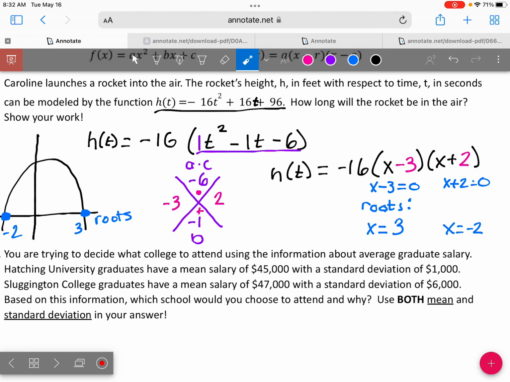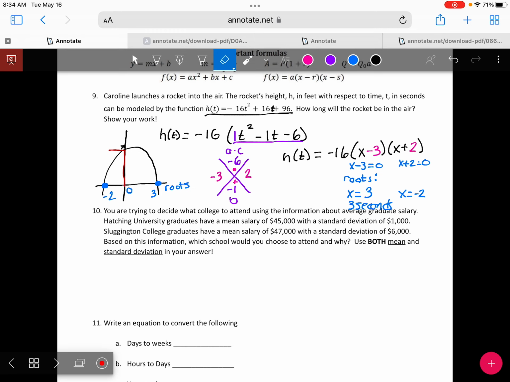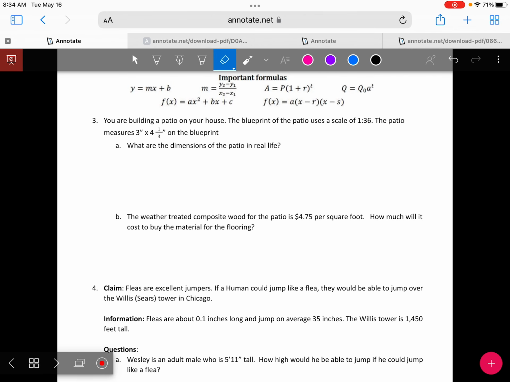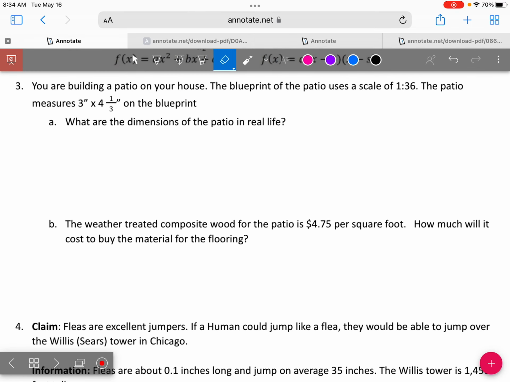What else do you guys want to do? Yeah, Amber. Number 3. Let's look at 3. Oh yeah, scale. We haven't done this since like September. It's been a hot minute.